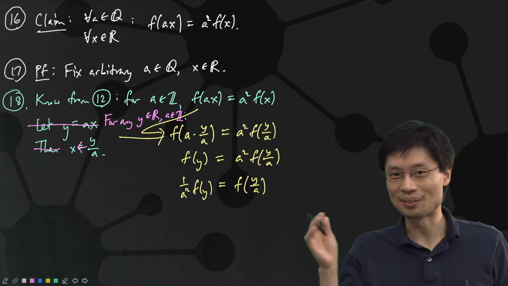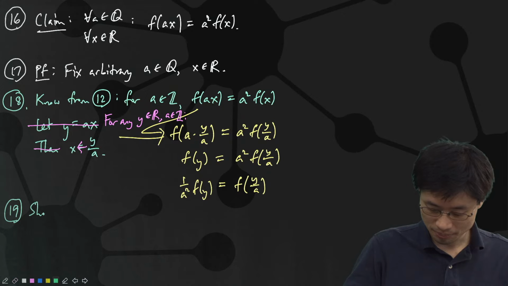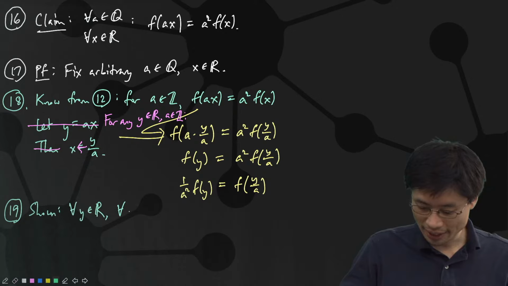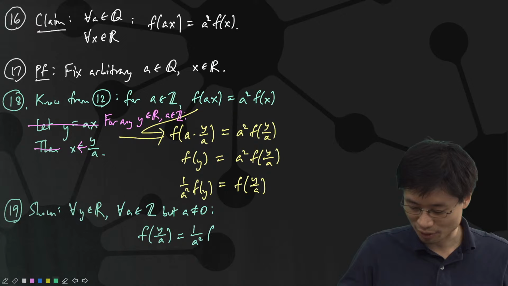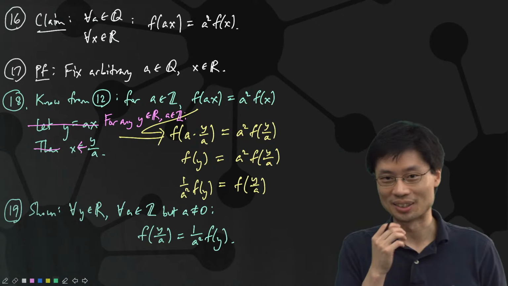So what I'll say is that let's write down an exact statement of what we just proved. We have shown that for any y which is real, and for any a which is integer but not zero, we now know that f of y over a is equal to 1 over a squared f of y. And that will be all we need. It is okay. We'll never need the one where you divide by zero. But here's a nice true fact.